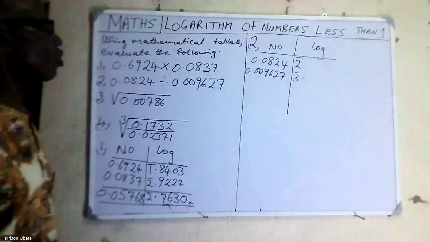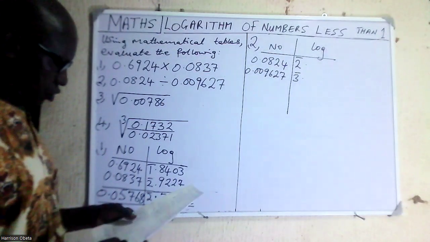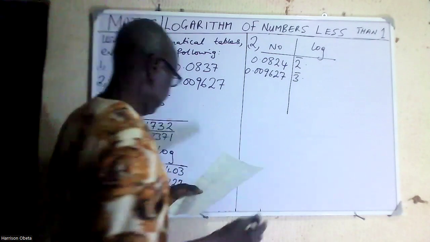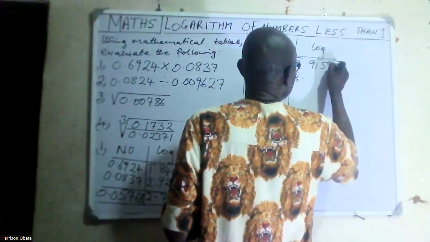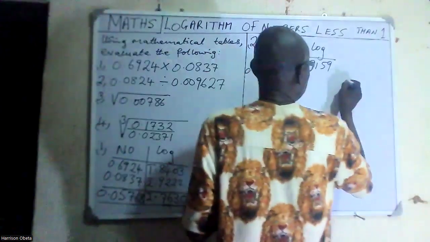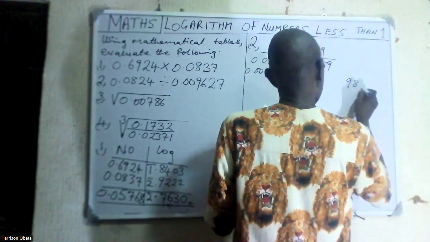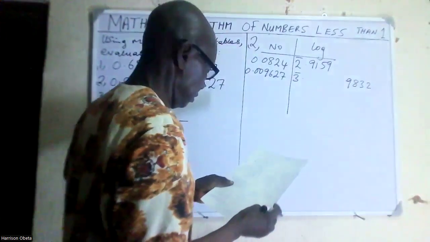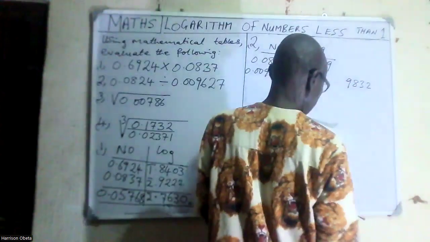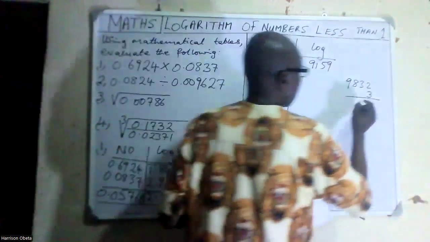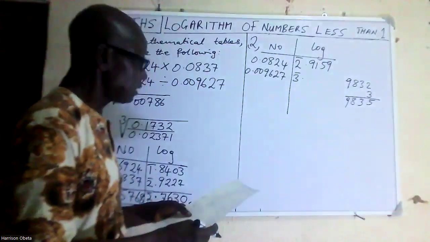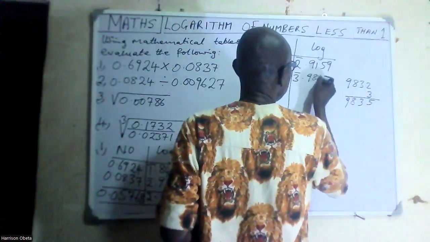Then we check 82 under 4, ordinary log. 82 under 4 will give us 9159. Then 96 under 2, difference 7. 96 under 2 should give us 9832, ordinary log. Difference 7 will give us 3. Then you add, and that will be 9835.